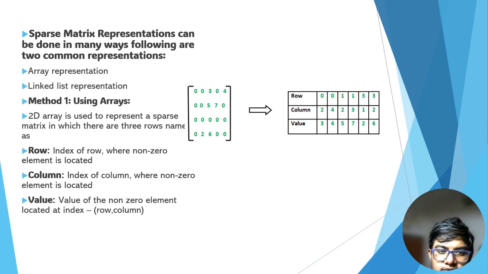You can read the table vertically. Again, the row says 0 in the second one, so it is in the topmost row only. Column says 4, so if you count 0 1 2 3 4, in the fourth column the value is 4. So it is there in the sparse matrix. This way the sparse matrix is represented in arrays. You can try the rest of the elements and match them. Now let's see the second method.